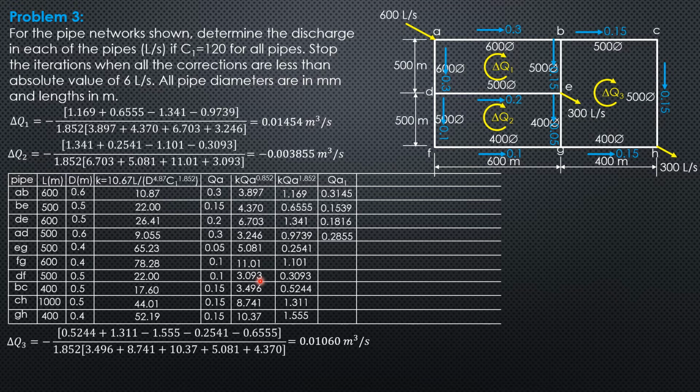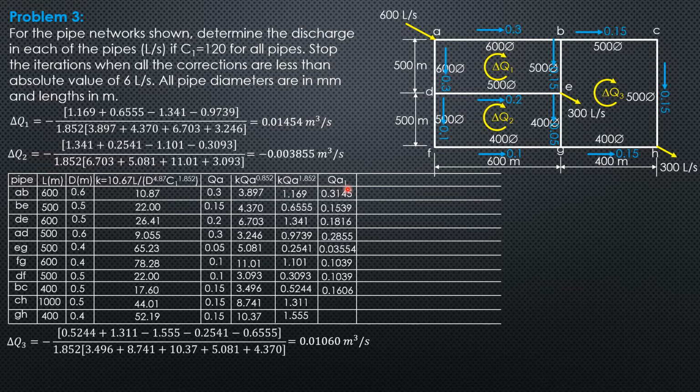BC 3.496, CH 8.741, GH 10.37, plus EG 5.081, plus BE 4.370. So that's it. Computing, delta Q3 is 0.0106 cubic meter per second. This is 10.6 liters per second. It is outside of 6 liters per second. So that's why we have to recompute and modify the new assumed value.